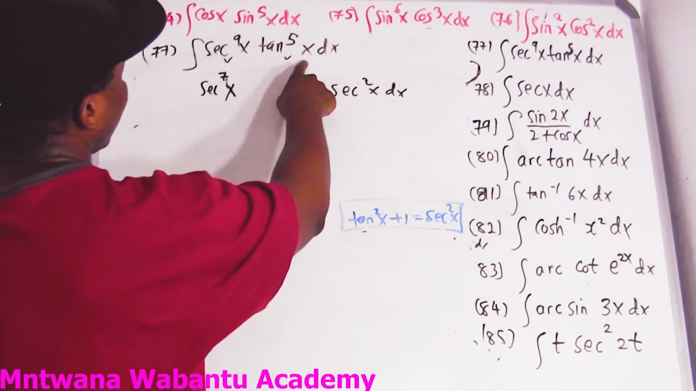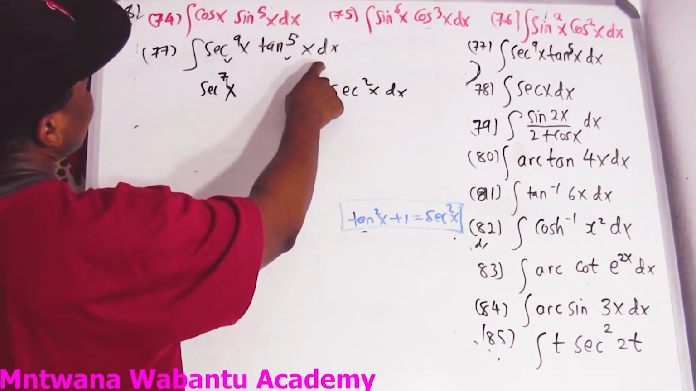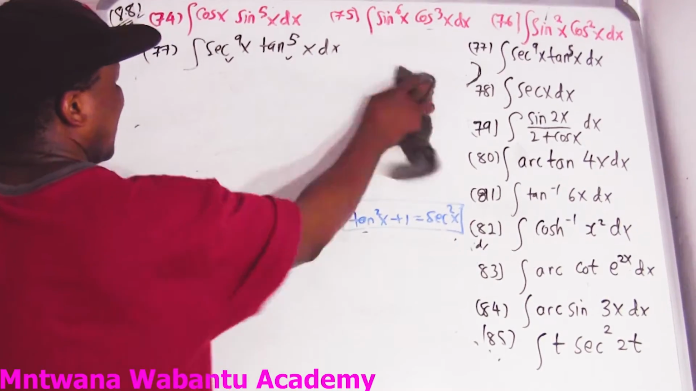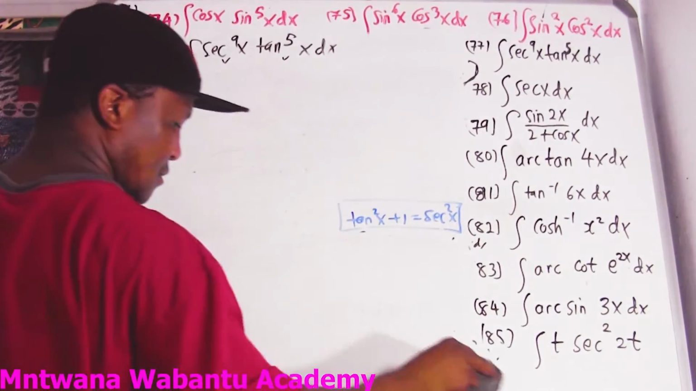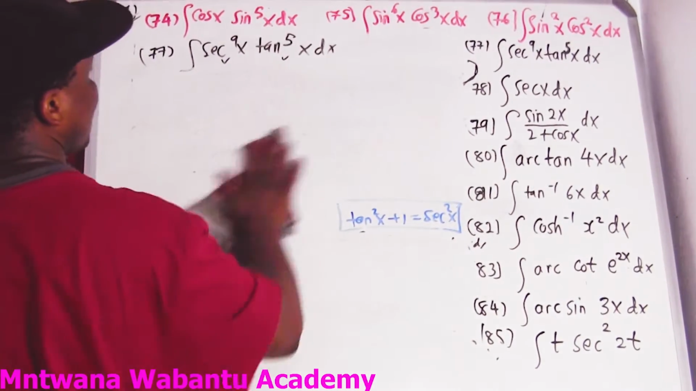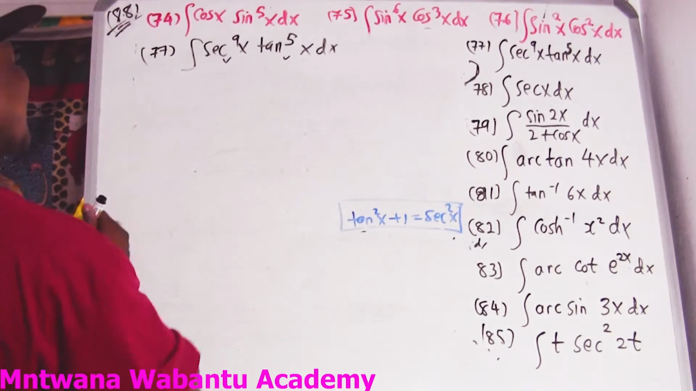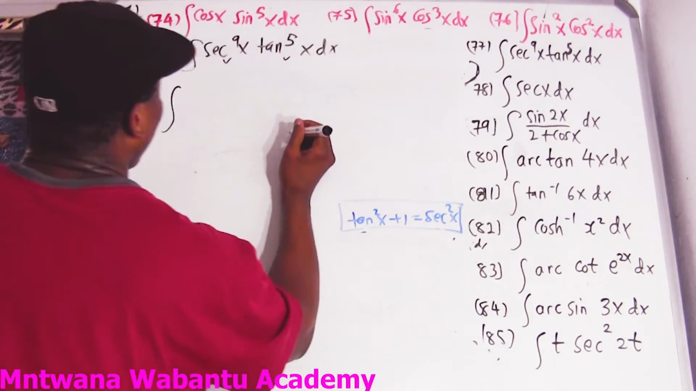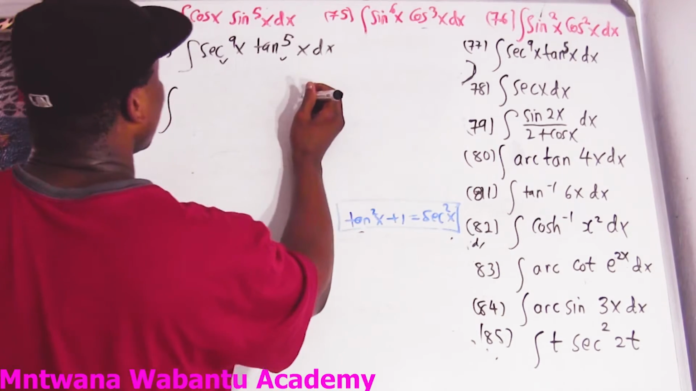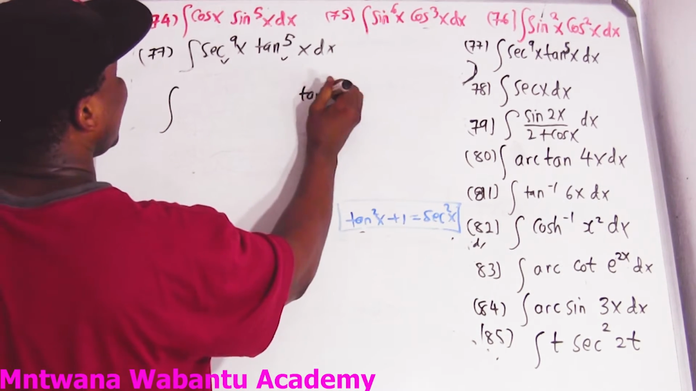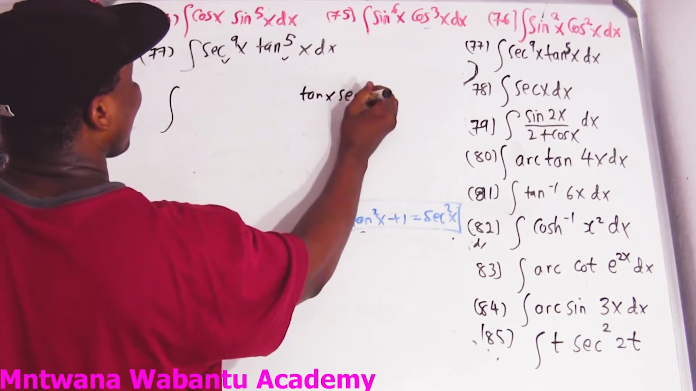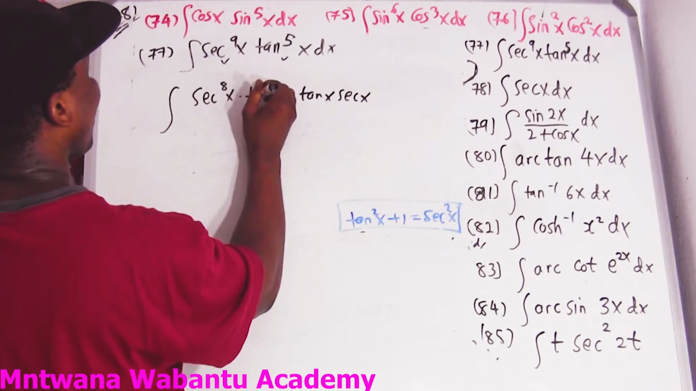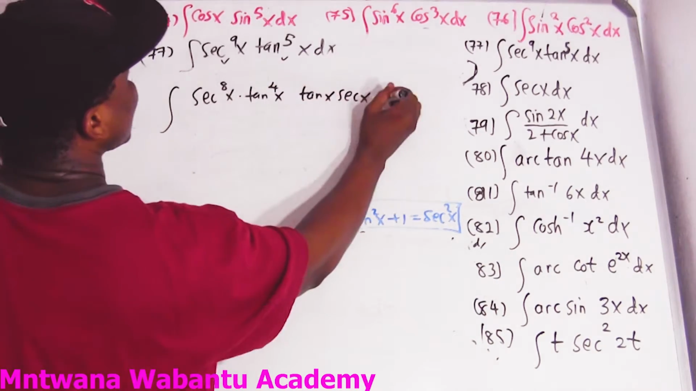If I leave it here as sec and then tan, let me do it like before. Let's put everything in tan. So let me take 1 sec and 1 tan: tan x from here and 1 sec from here. So this is going to be sec to the power 8 x and tan to the power 4 x, dx.